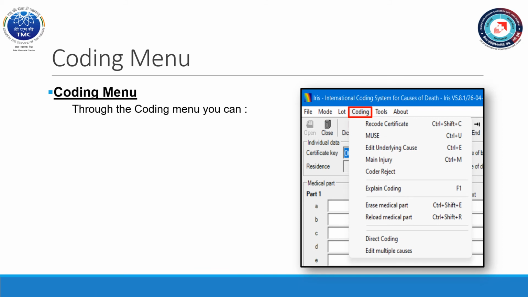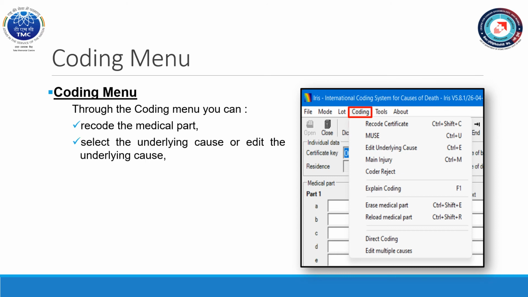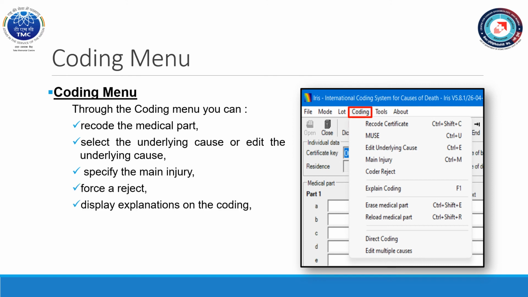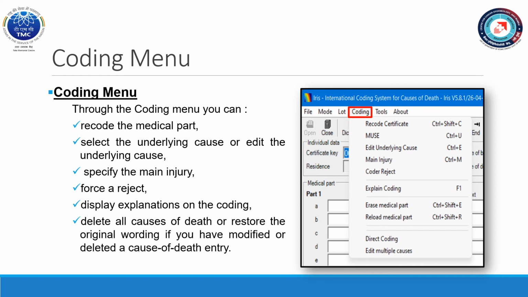Coding menu. Through the coding menu, you can recode the medical part, select the underlying cause or edit the underlying cause, specify the main injury, force a reject, display explanations on the coding, delete all causes of death or restore the original wording if you have modified or deleted a cause of death entry.